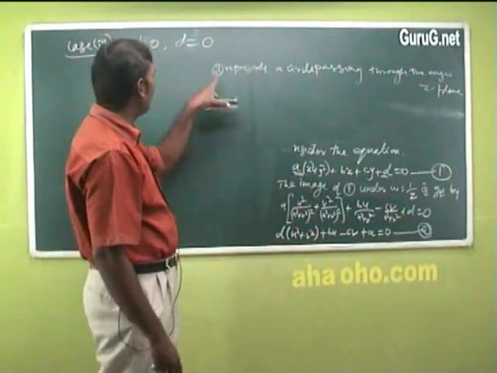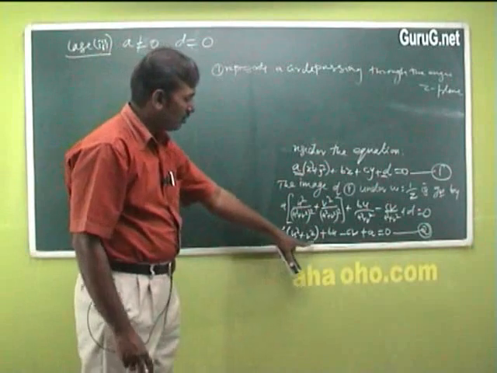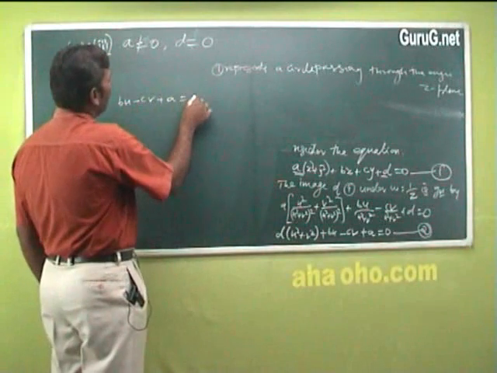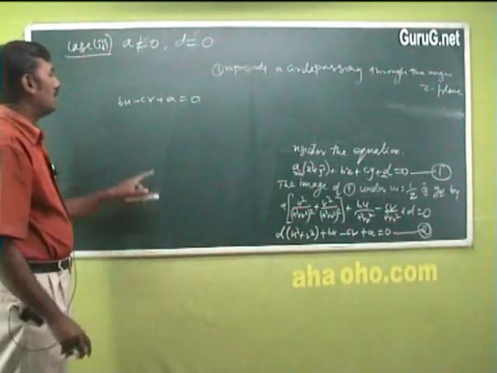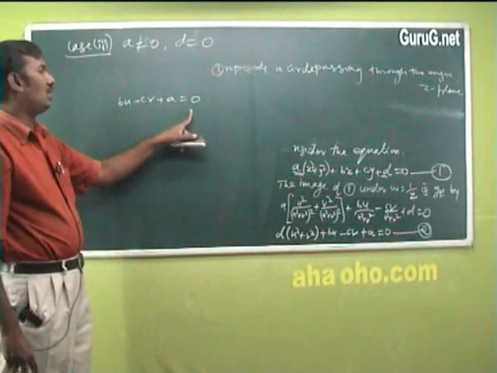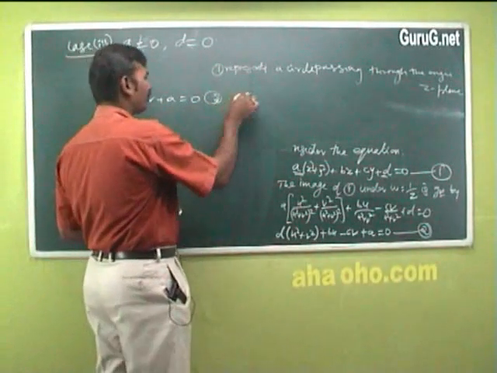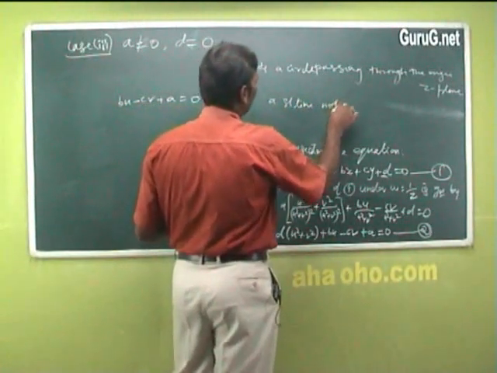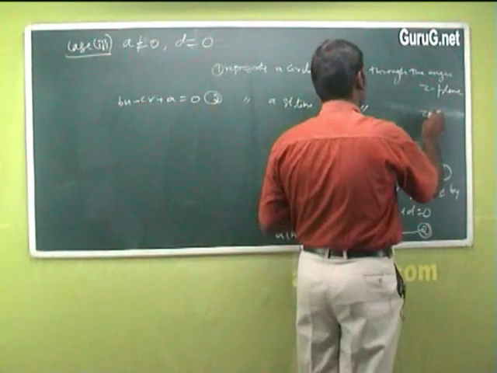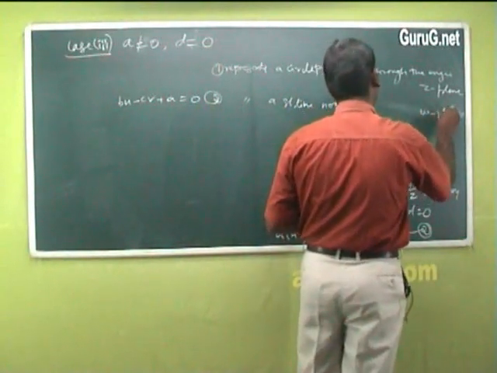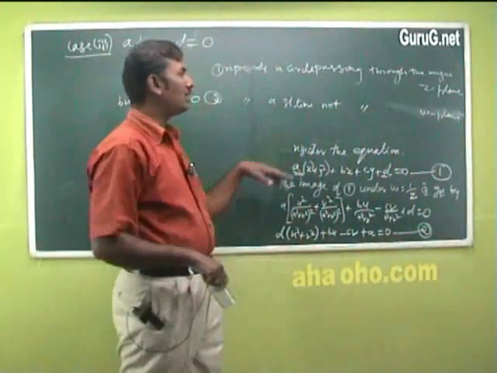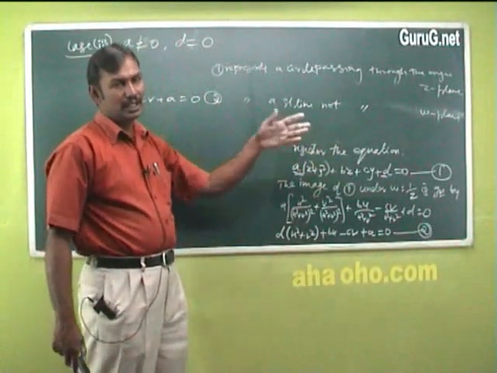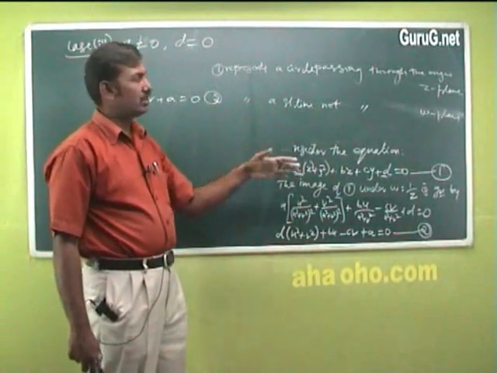In the second equation, D becomes 0. So what will this become? You may get Bu minus Cv plus A equal to 0. This is nothing but a straight line not passing through the origin, right? So equation 2 represents a straight line not passing through the origin in the W plane. So a circle passing through the origin is transformed into a straight line not passing through the origin. So that is the circles transformed into straight lines.